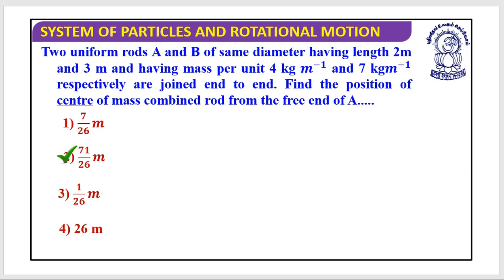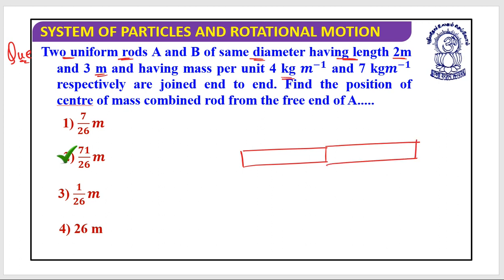The next question says there are two uniform rods A and B of the same diameter, having lengths of 2 meter and 3 meter, having mass per unit length. Let's say this is first, joined end to end, and this is second. The first rod is of length 2 meter. Another one has a length of 3 meter.